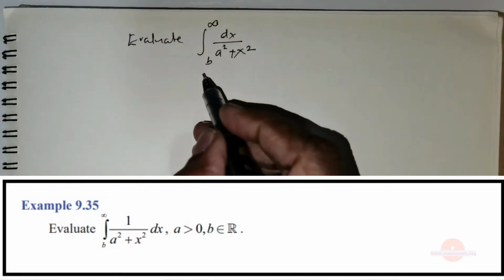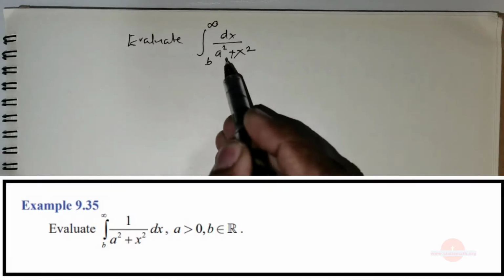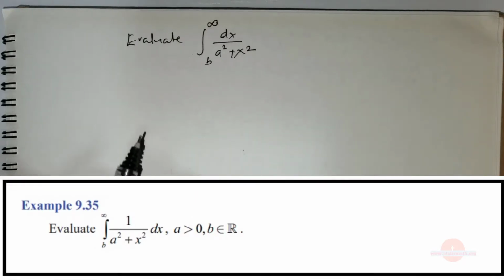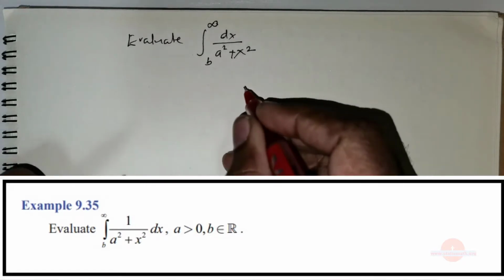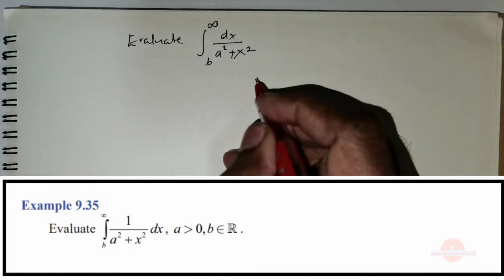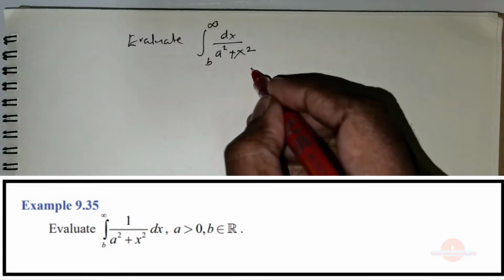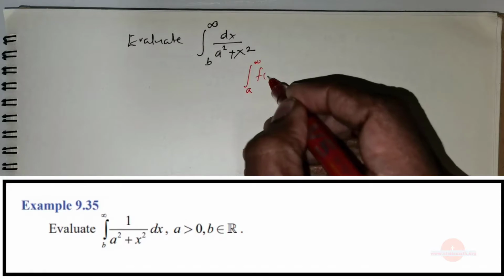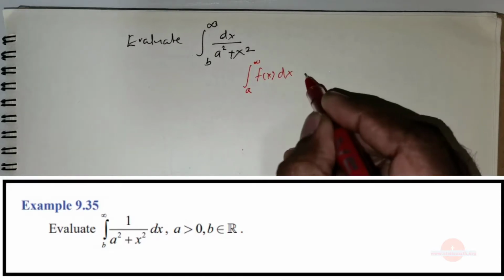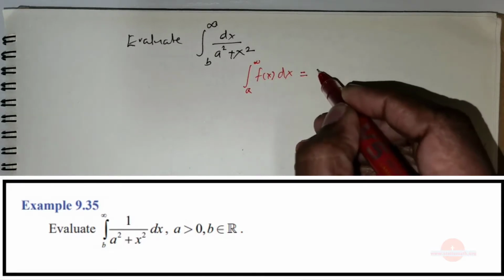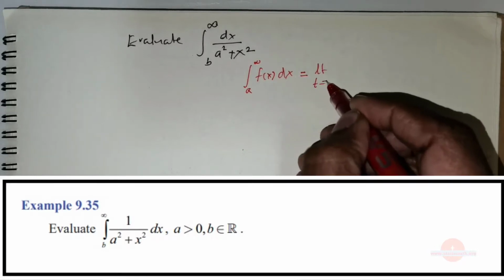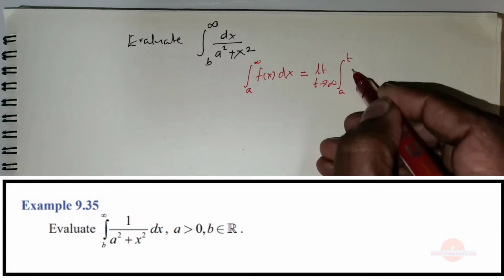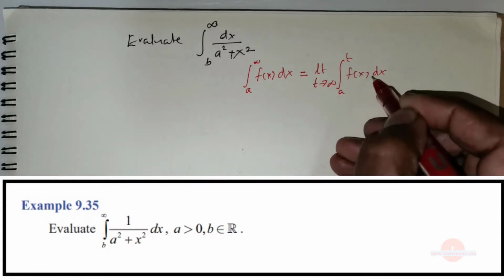Welcome back, students. In today's class we will learn how to evaluate the integral from b to infinity of dx divided by a squared plus x squared. Now you have to know a very important property: if you are given, say, the integral from a to infinity of f of x dx, then this can be rewritten as the limit as t tends to infinity of the integral from a to t of f of x dx.